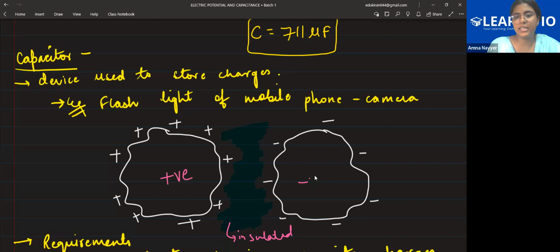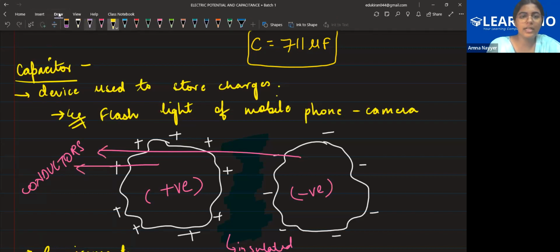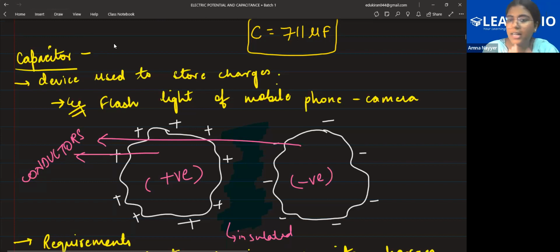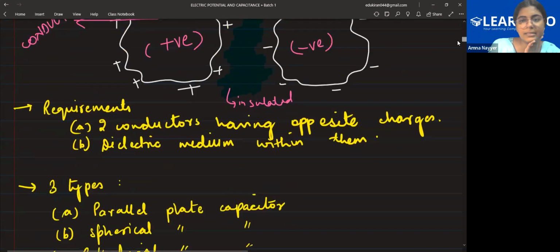This one is positive, this one is negative. That's how we construct a capacitor. So this and this, these are conductors. Now see, the device used to store charge is called a capacitor. Like the flashlight of mobile phones, all the energy comes because of the capacitor present in the mobile phone, and when you charge it, it recharges itself. So the requirements: two conductors having opposite charges, and a dielectric medium present between them.